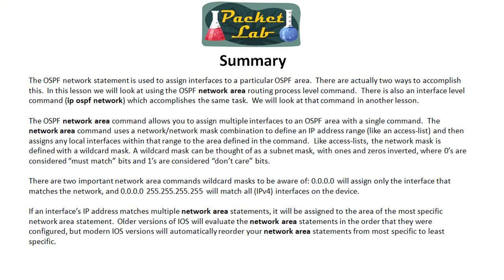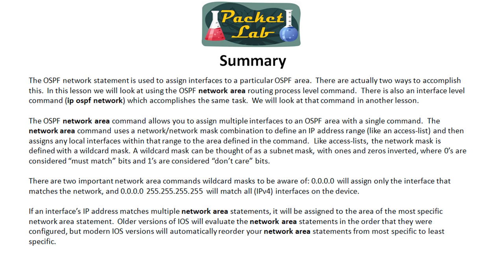Speaking of wildcard masks, there are two important network area wildcard masks that you need to be aware of. Quad zeros as a wildcard mask is going to match only the IP address specified in the network portion. So it's basically the analog of an IP host route where you're matching one single interface. The quad zeros and then quad 255s: your quad zeros is going to be your network, and then quad 255s will be your wildcard bits. That will match every single possible IPv4 interface on the device.